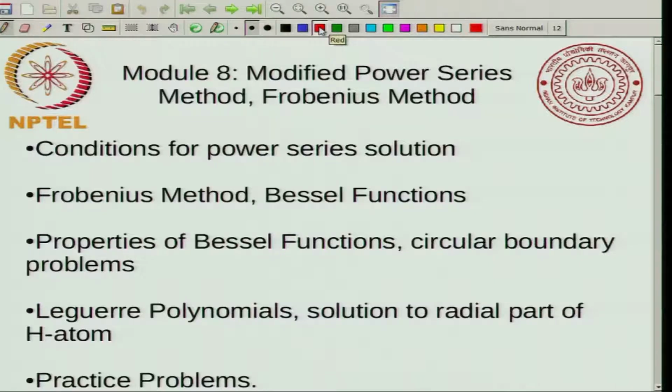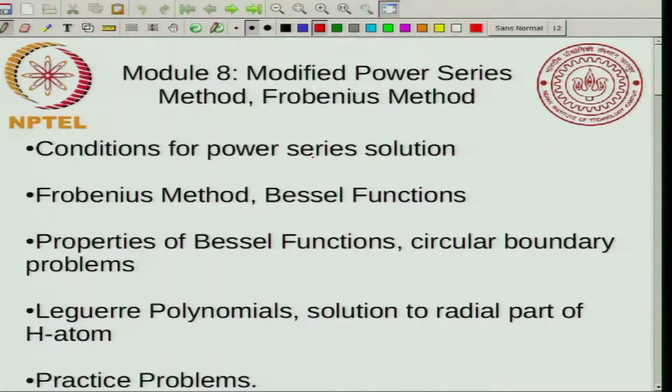So, we will conclude this module and this course with some practice problems. Now, before I start the practice problems, I just want to mention that the Frobenius method is a very general method, and there are a very large number of problems that can be solved using it. You can write down any number of differential equations and try to solve them using the Frobenius method.